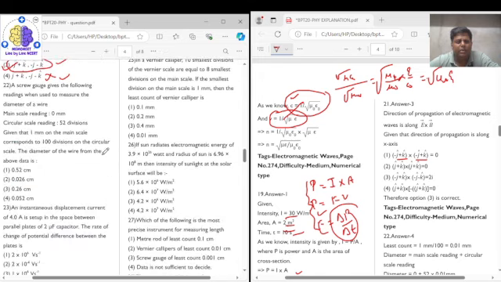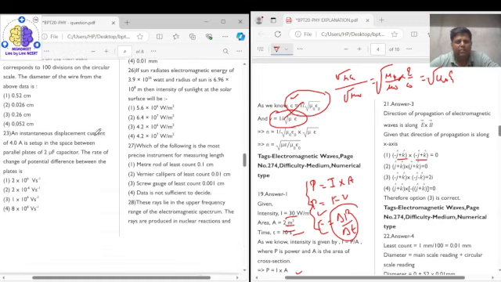Now coming to question number 22. A screw gauge gives the following reading when used to measure the diameter of a wire. Main scale reading is 0, circular scale reading is 52, given that 1 millimeter on the main scale corresponds to 100 divisions on the circular scale. Then the diameter of the wire is.